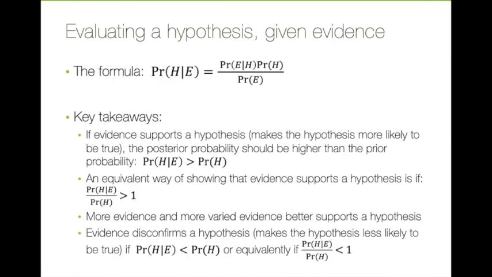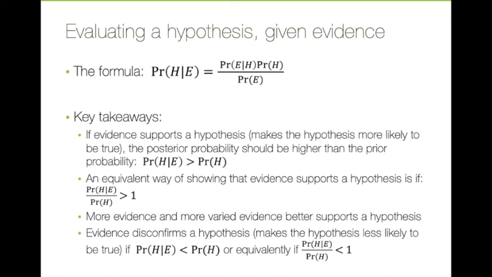So here are your key takeaways for how Bayes' theorem helps us evaluate how well some piece of evidence supports a hypothesis. If evidence supports a hypothesis, the posterior probability should be higher than the prior probability. We can also show that evidence supports a hypothesis if the ratio of the posterior to the prior is greater than 1. We learned that more evidence and more varied evidence better supports a hypothesis, and we determined that using the ratio of the posterior to the prior.